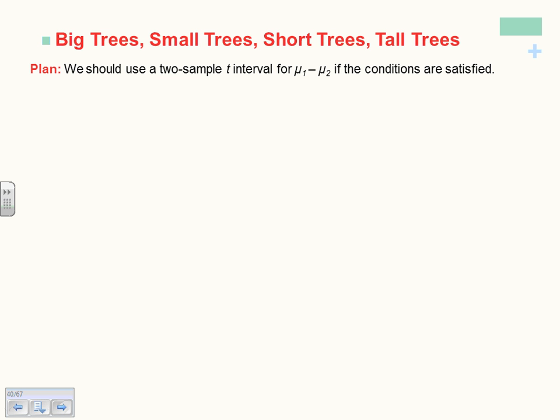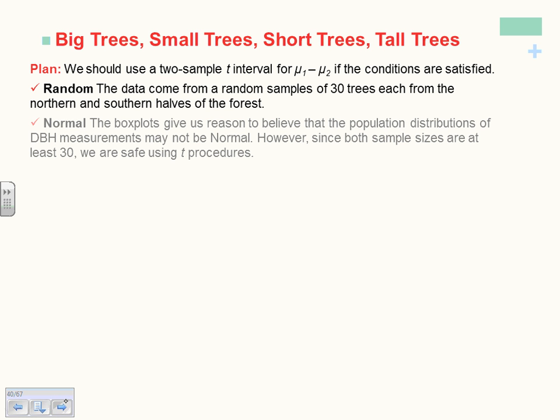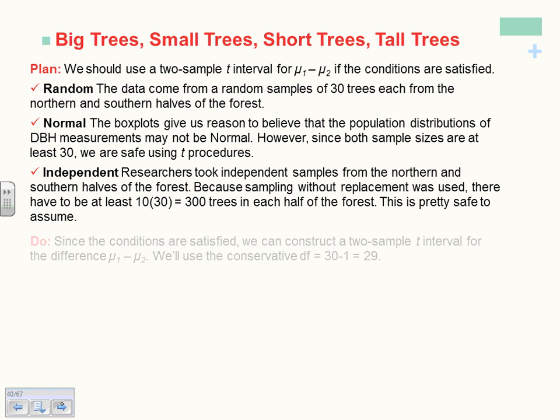So in this case, since the population standard deviation was not known, we're going to use a two-sample T interval and check our conditions. It said that they were both random. 30 was, so since both were 30, then we know it's normal, and even if they weren't, we could look at the box plots to see what was going on, but we're good with the central limit theorem there. Independent. It said that they took independent samples from both the southern and the northern halves. So since we're sampling without replacement, 10 times 30 is 300 trees. So this is pretty safe to assume. It's a big forest here.